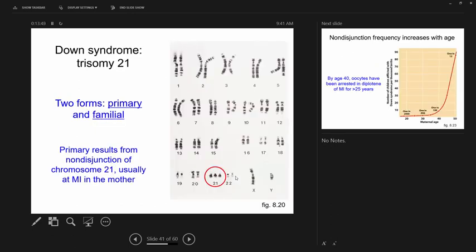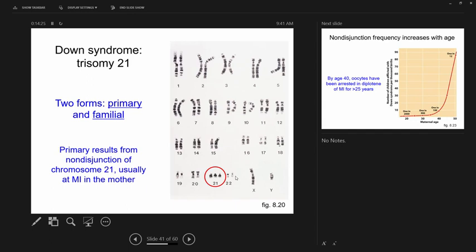All right, so 3 forms, right? We already talked about the mosaic Down syndrome, but we're going to talk about primary and familial. So primary Down syndrome results from a non-disjunction event that occurs in the mother. This one does not run in families because it is spontaneous. It's a rare non-disjunction event that occurs.